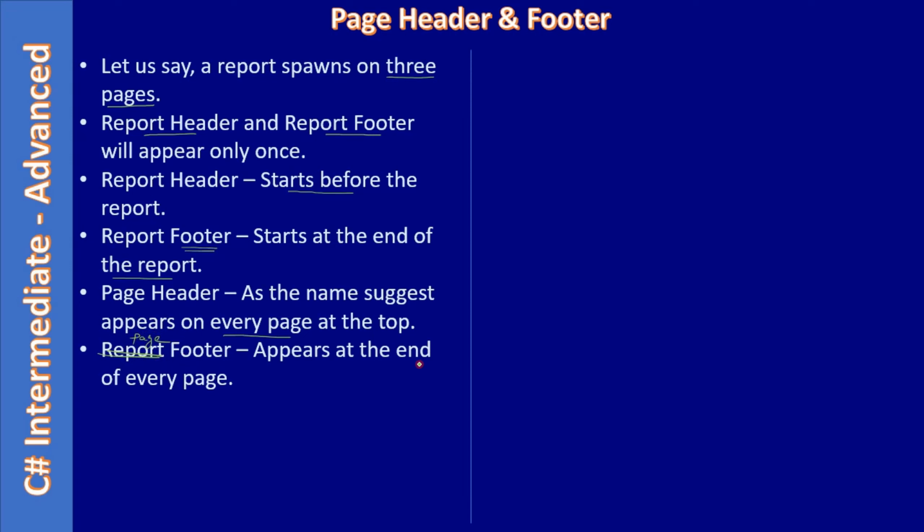Page footer appears at the end of every page, just opposite of page header. Page header appears at the top and page footer appears at the end of the page. If the report has 3 pages, then there will be 3 page headers and 3 page footers, and only 1 report header and only 1 report footer. The report header prints before the report starts, and the report footer prints after the report ends.